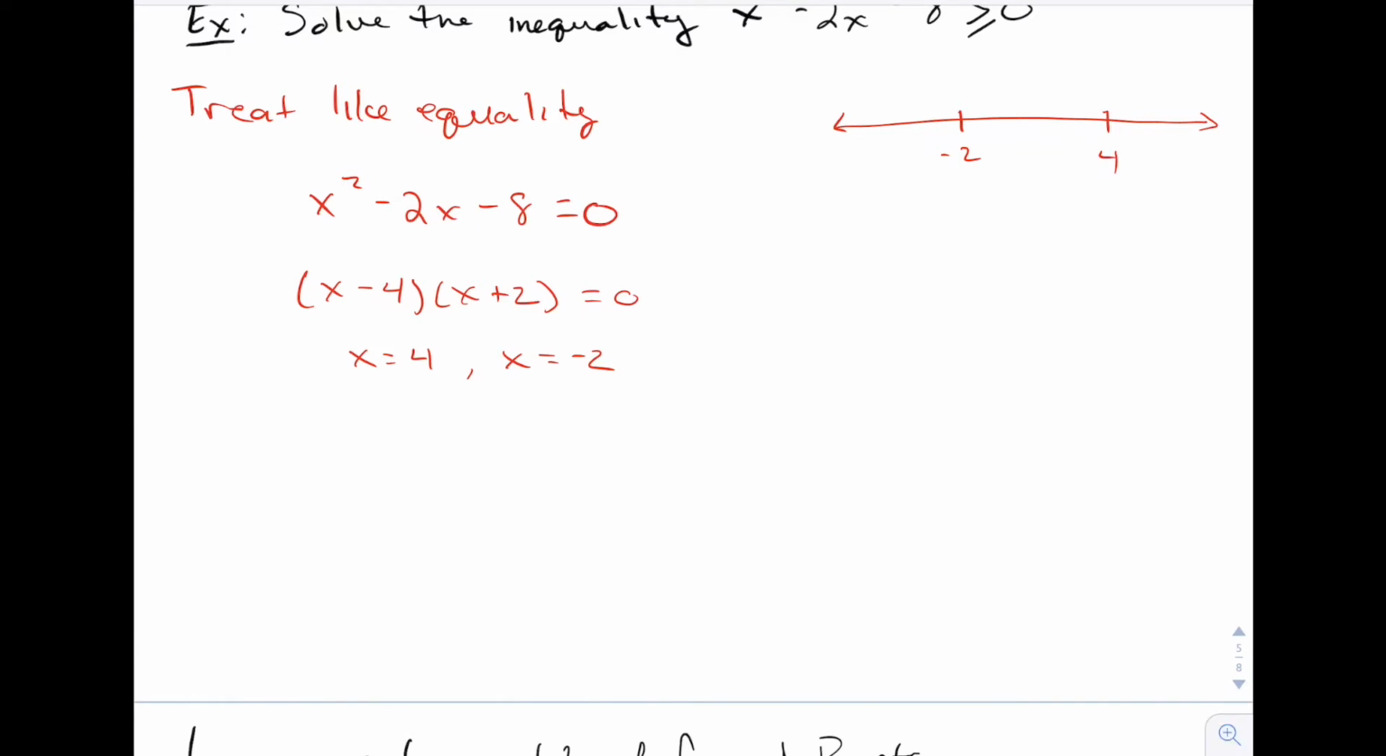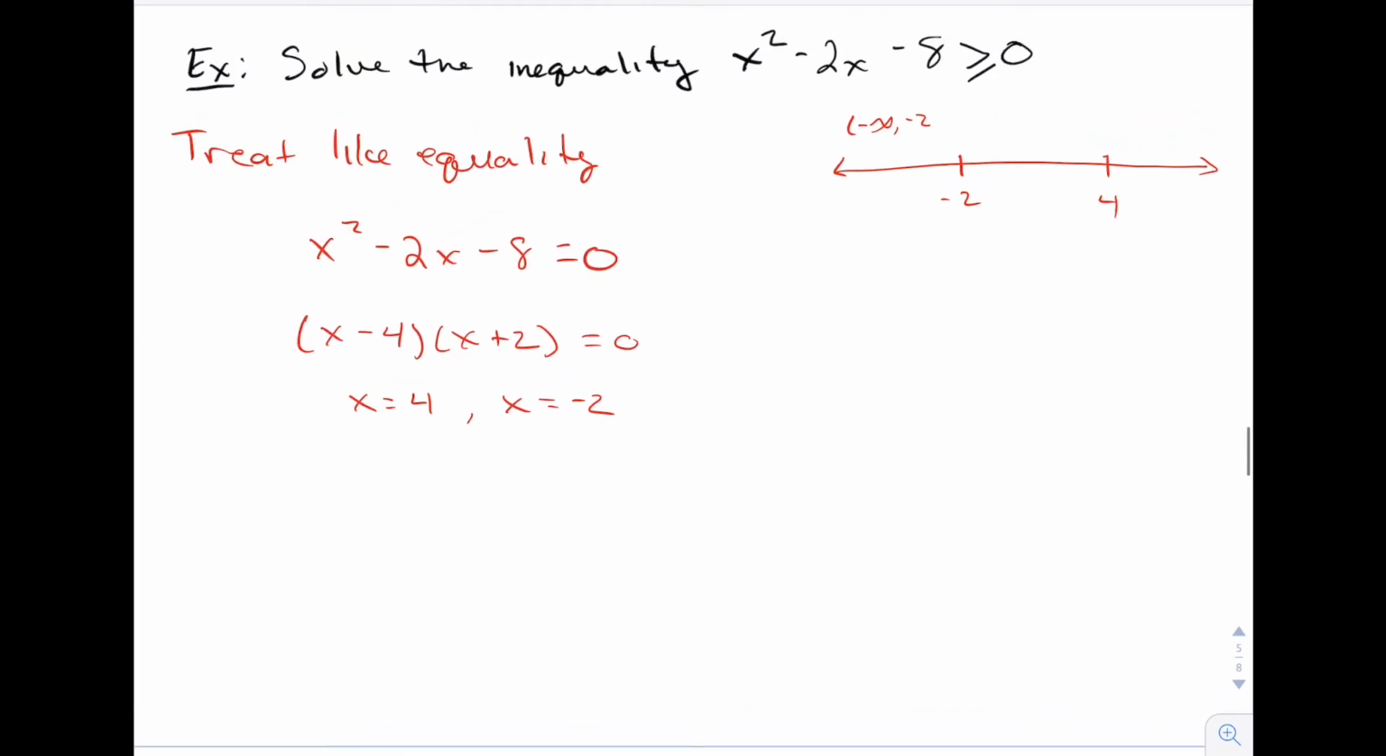And so I have everything to the left of negative 2, which is negative infinity to negative 2. But what we want to remember here is that our inequality is greater than or equal to, which means I also want to include those points where I'm equal to 0. So I'm going to put these hard brackets around it. I also get the interval negative 2 to 4 and the interval from 4 to infinity.